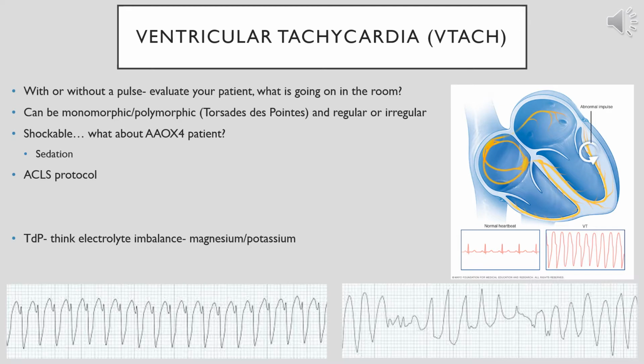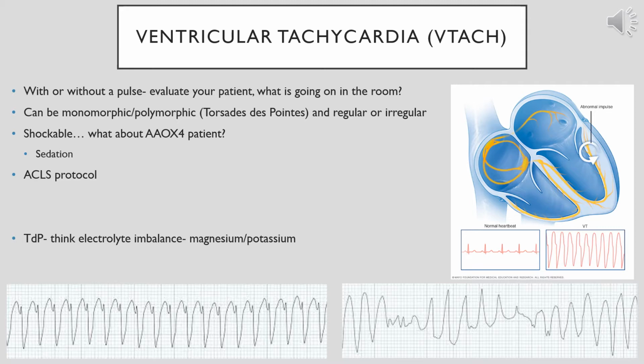And having so many beats all at once doesn't really allow for the heart to fill up with blood so that it can pump. So sometimes we'll have a pulse and sometimes we won't have a pulse with VTAC. You want to evaluate your patient and what's going on in the room. You might have a patient that has this and has maybe a little bit of chest pain or shortness of breath, but they're alert and oriented.